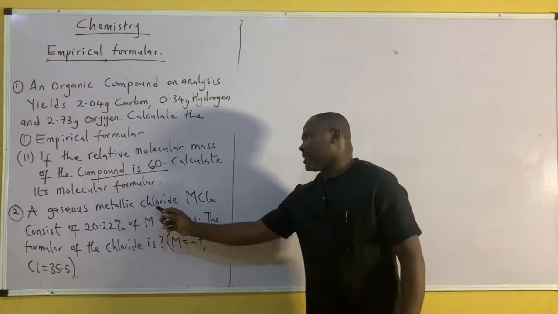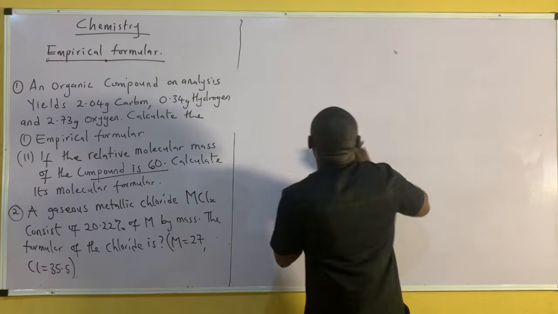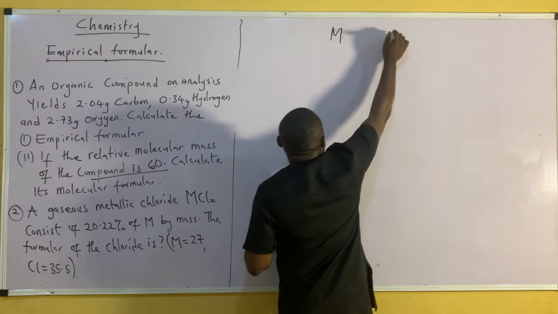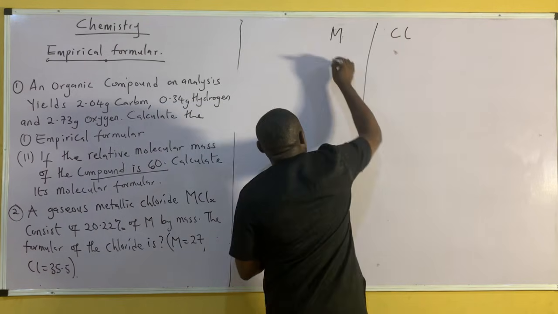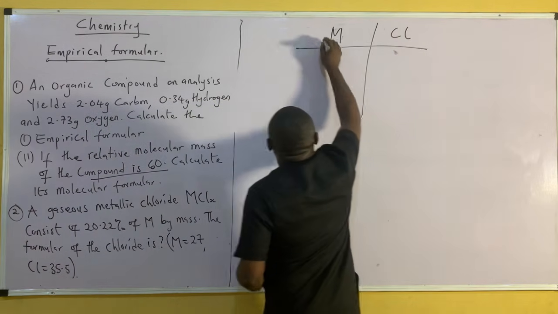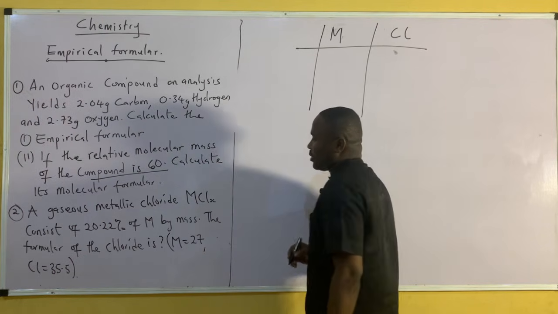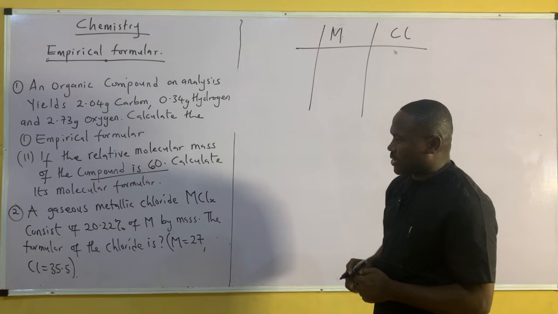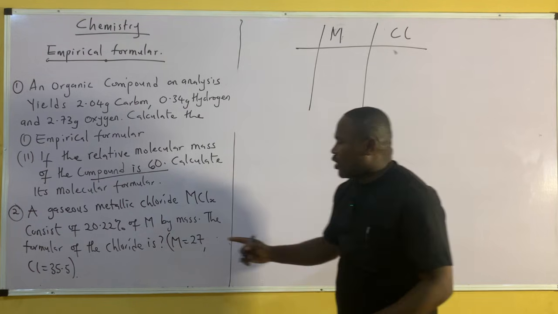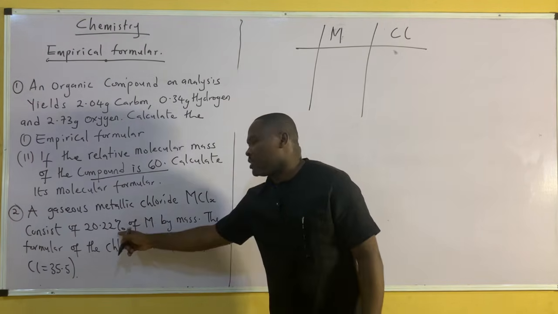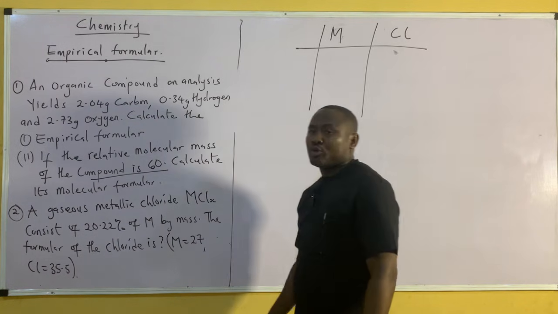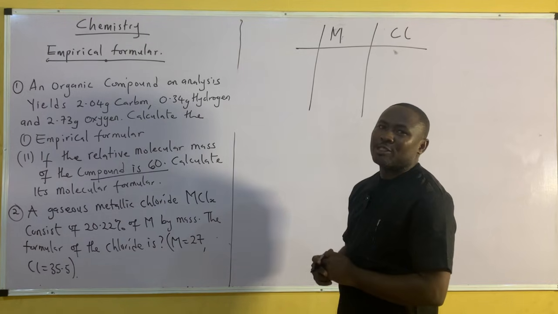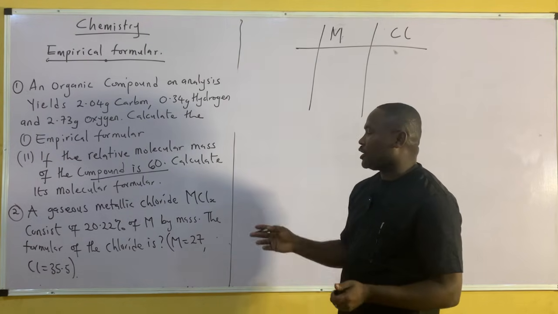Now let's look at question number 2. A gaseous metallic chloride MClx consists of 20.22% of M by mass. So my elements are M and Cl. Those are my two elements for this compound. The percentage of M is 20.22%. They did not tell me the percentage of chlorine in the compound.